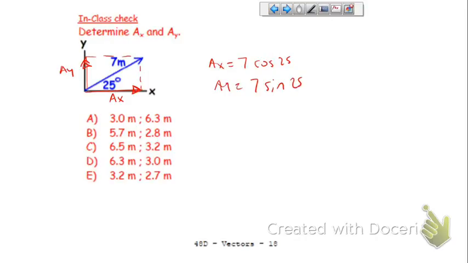And again, I'm still giving you the angle to the horizontal, so I'm kind of lulling you into a false sense of security. So this would be 6.3. And this would be 7 sine 25, and that's going to be 2.95, which equals 3. So it's that guy.